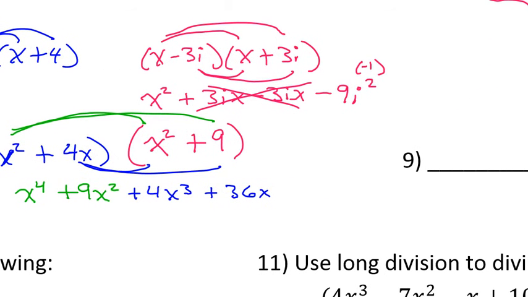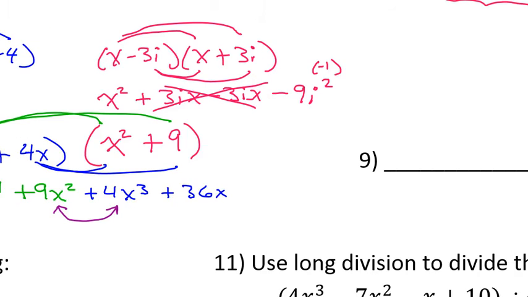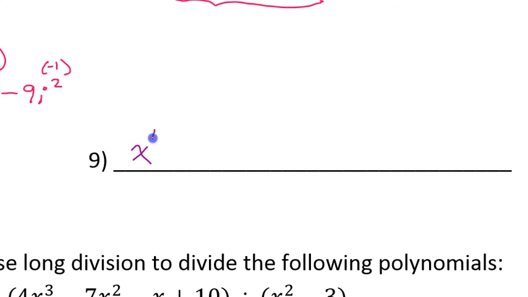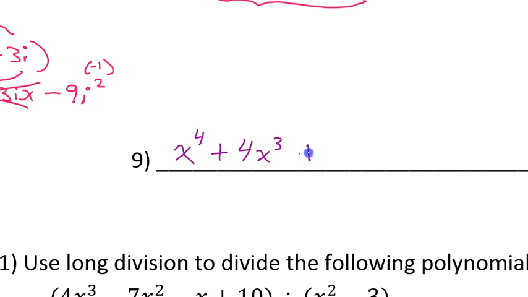So I'm just going to recopy this in standard form because these are sort of backwards right here. I'm just going to swap these two, that's all. So I will have x to the 4th power plus 4x to the 3rd power, and then 9x squared plus 36x. And that's how you make a polynomial when you're given some zeros.